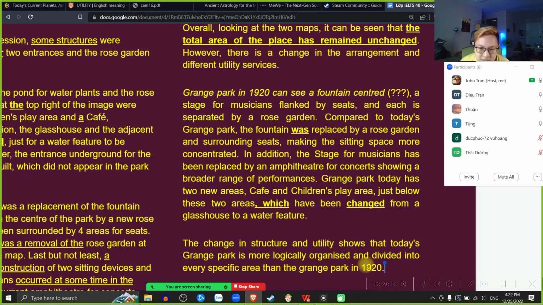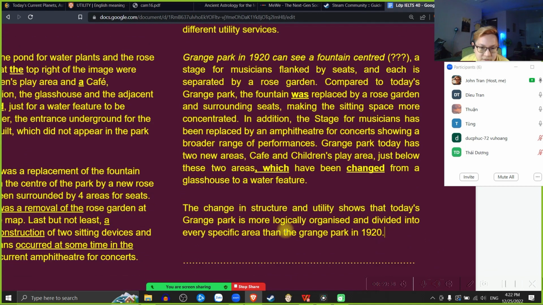Arranged in a more reasonable and logical way, and divide it into every specific area, then the branch part. You repeat the same word unnecessarily.